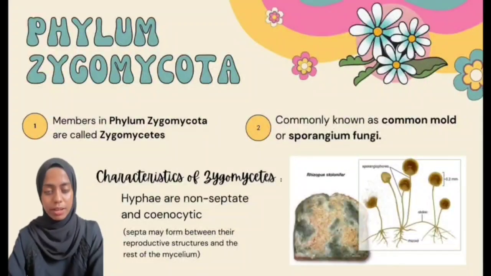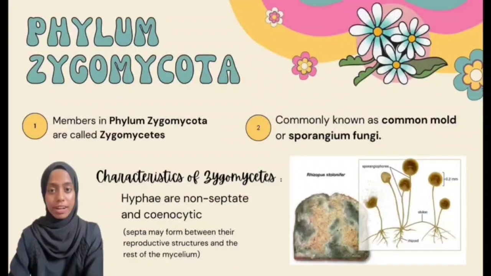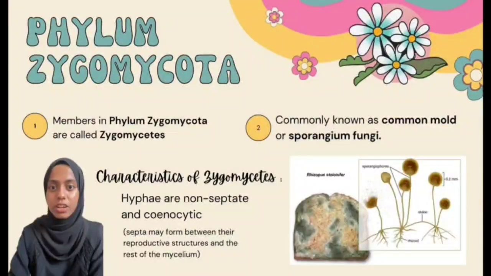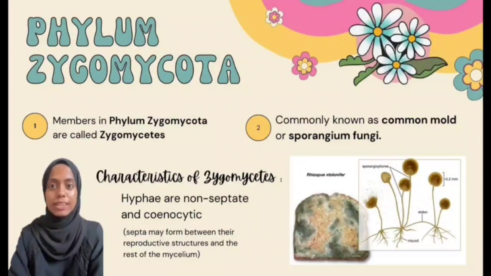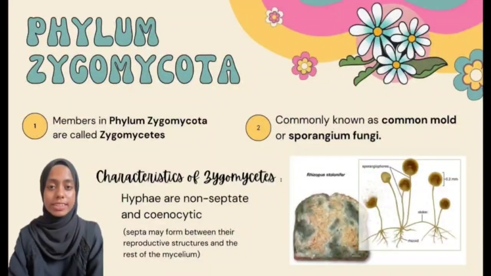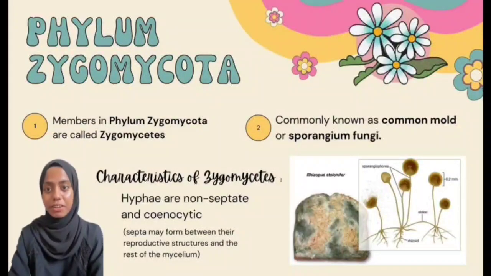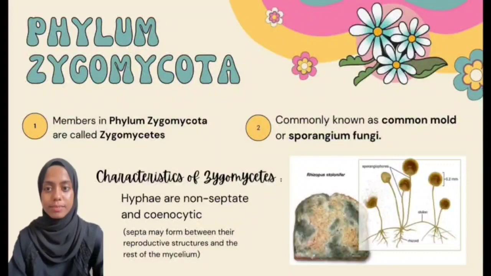Phylum Zygomycota. Zygomycota, or zygote fungi, is a former division or phylum of the kingdom fungi. They are commonly known as common mold or sporangium fungi. Many refer to zygomycete hyphae as non-septate because they don't have true septa with pores. They are one continuous cell.